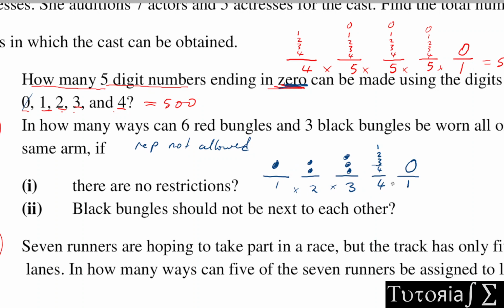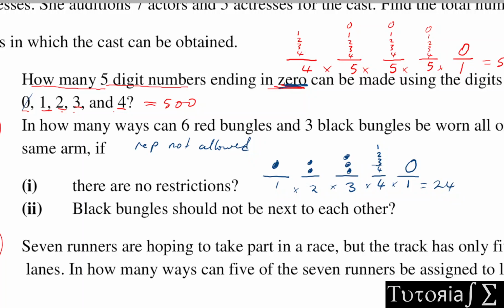So now multiplying this out, 1 times 2 times 3 times 4, that will be 24. So that is if repetition is not allowed.